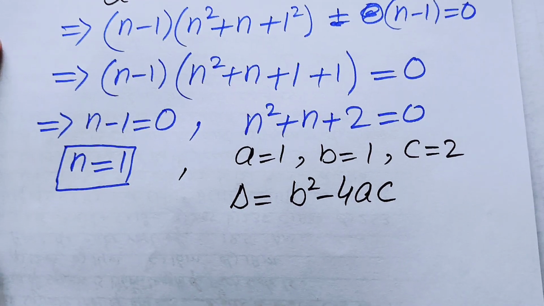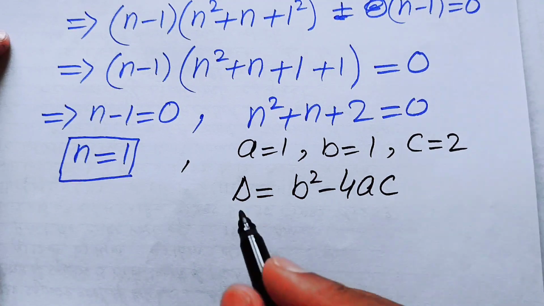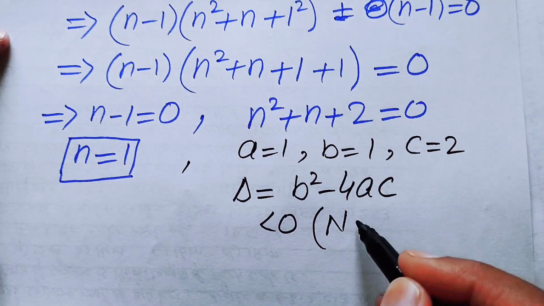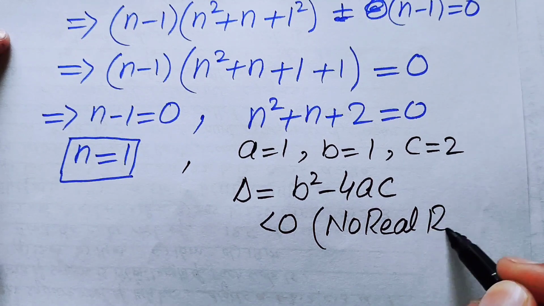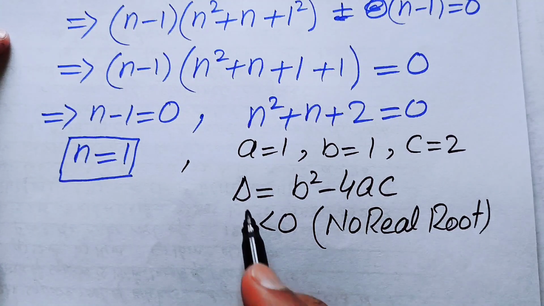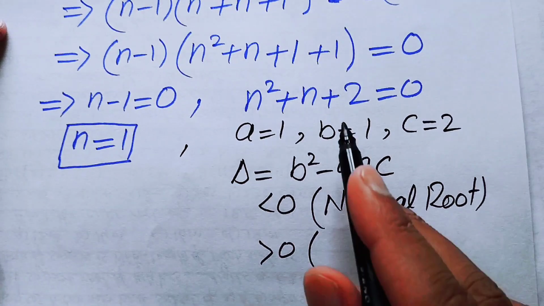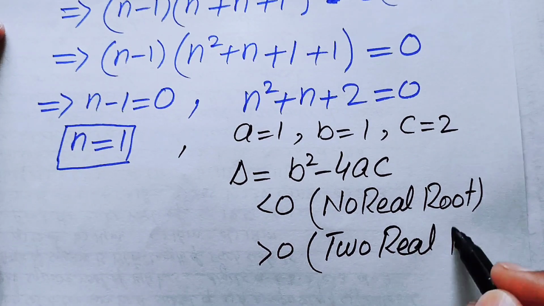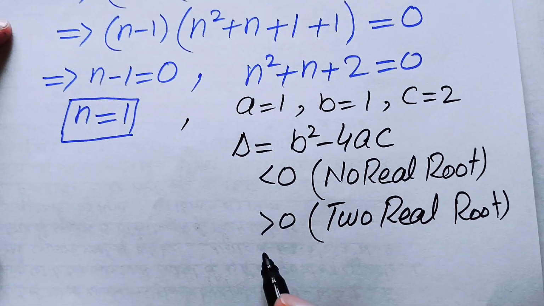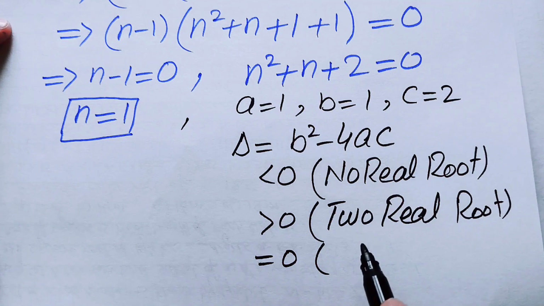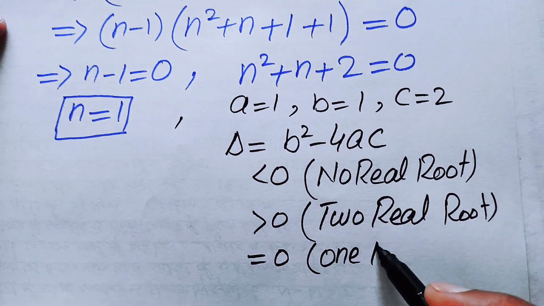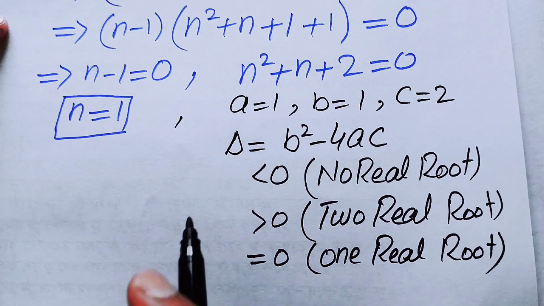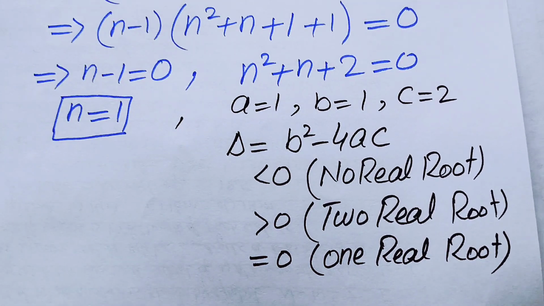And now I can first explain a little bit about this discriminant formula. You know that if the value of this delta is less than 0, then we can say that this quadratic equation has no real roots, and if the value of delta is greater than 0, then we can say that this quadratic equation has two real roots. And if this delta is equal to 0, then we can say that the quadratic equation has one real root.